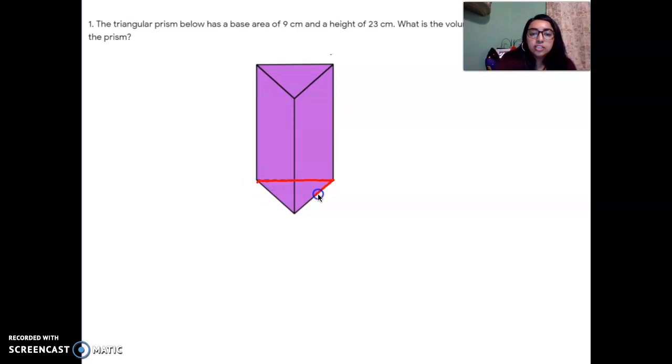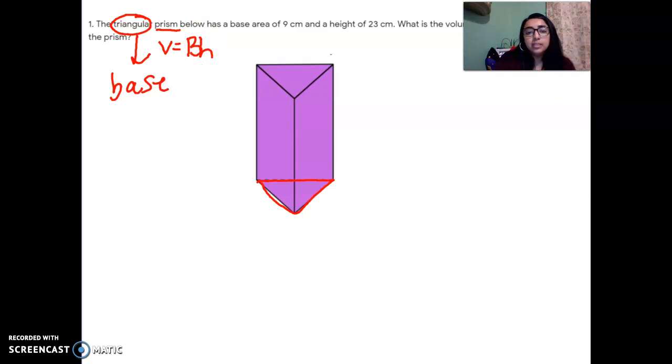So now this is a triangular prism. Like I said before, they are named after their bases. So in this case, my base is a triangle. It is a prism, so I know my volume formula is area of the base times height. So here's my base, it's a triangle. Here's my other base. Remember, they're going to be opposite from one another. They're not going to touch. And the area of that base is actually 9 centimeters.